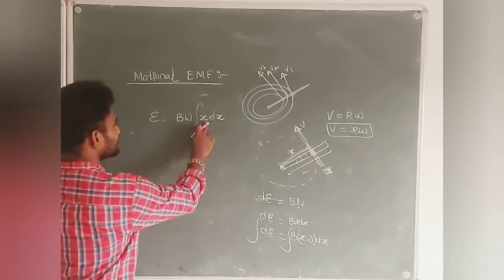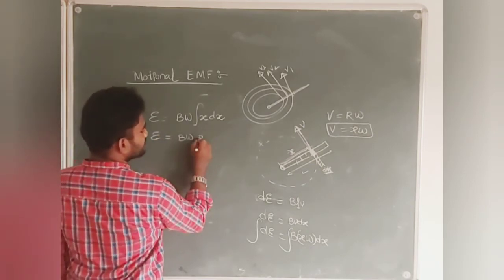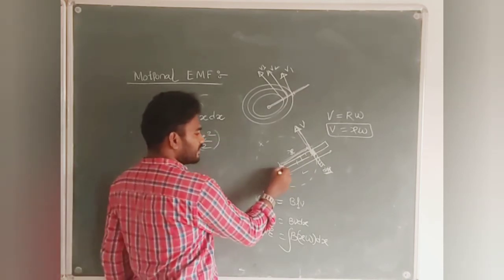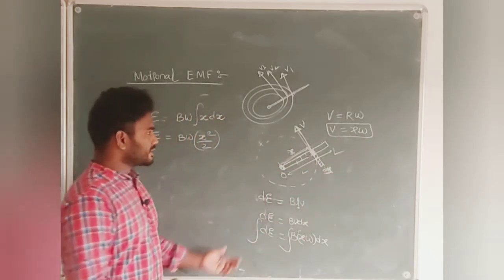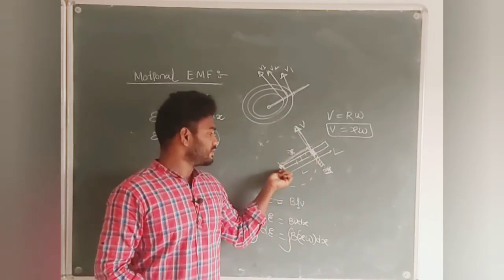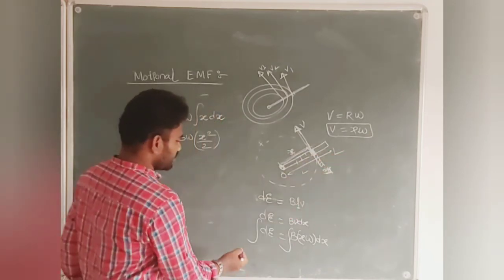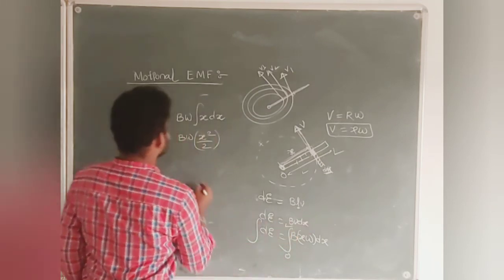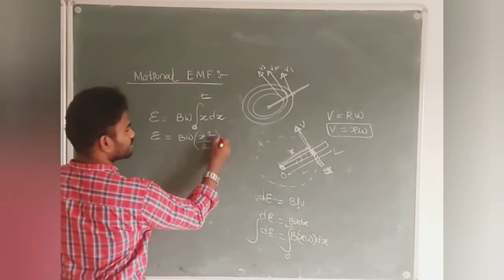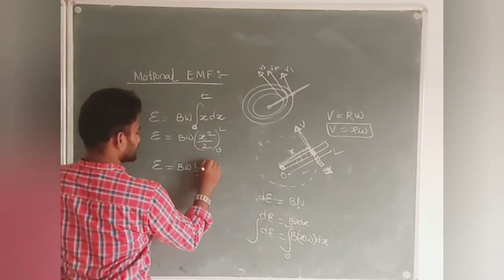Any doubts here? What is the answer for integration of x dx, you know? So EMF is equal to B omega into x squared by 2. What do you mean by this x value? The x value will go from 0 to L. Try to catch my point. Here you can take dx, here you can take dx, wherever you take dx, the distance from O to that dx is x. So up to where will it increase? 0 to L. So 0 to L is the limit. Now using the 0 to L limit, EMF is equal to B omega L squared by 2 is the answer.